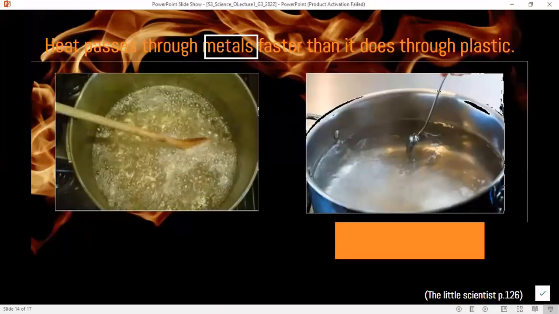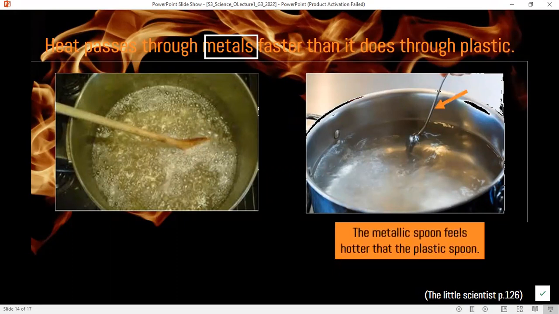Your mom is cooking. Look at those two pictures. In the first picture, your mom is using a wooden spoon. In the second one, she's using a metallic spoon. The metallic spoon will feel hotter than the wooden spoon. In this case, it's not the plastic spoon anymore. It's the spoon made of wood.